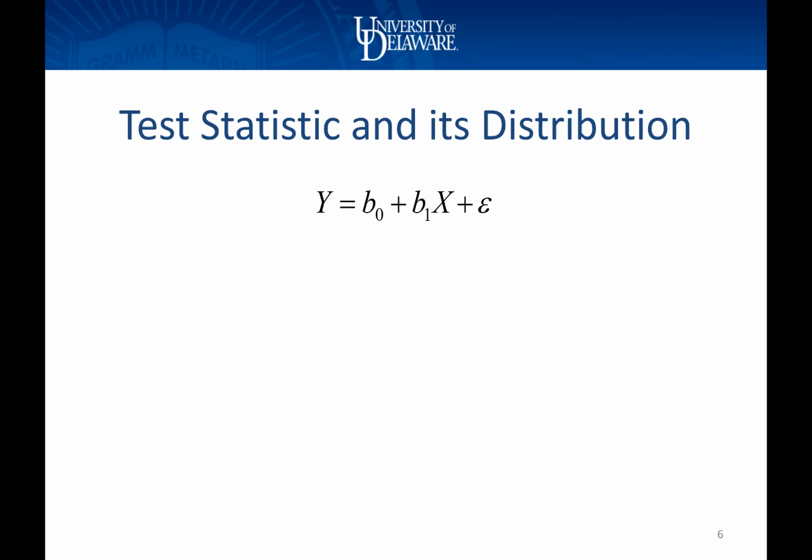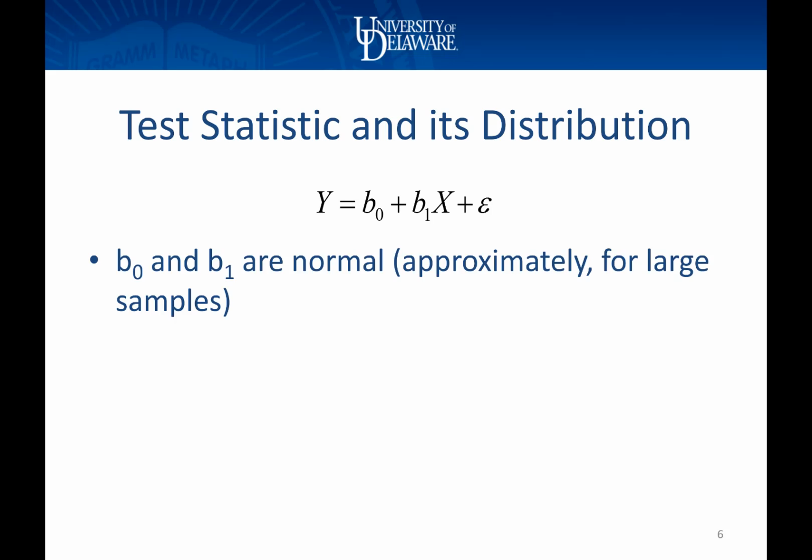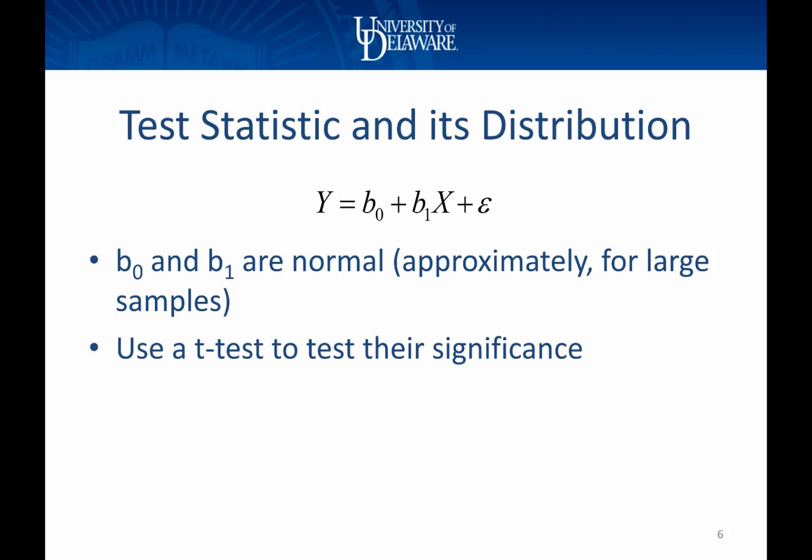So let's talk about the test statistic for our model. We're going to assume that B0 and B1 are normal. And this is going to be true based on the other assumptions we've made. We assume that the errors are normal with an average of 0. And we, as a result, are assuming that Y is normal. So for large samples, B0 and B1 are going to be normal enough that we can do significance tests with a normal distribution. And we're going to use a t-test to test their significance.